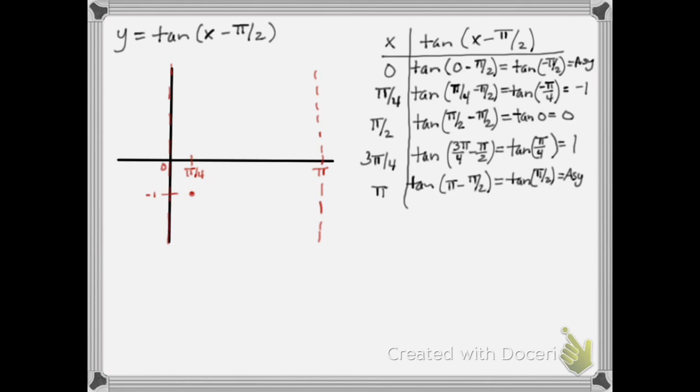At pi over 2, I should be at 0. The y value is 0. And at 3 pi over 4, I'm at positive 1, so I'm right here. My graph does something like this. It goes through these 3 points, and you get close to the asymptotes but don't cross them. And that's pretty much all I need to do.